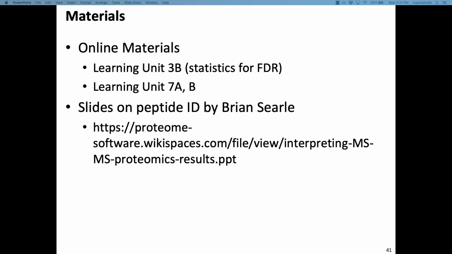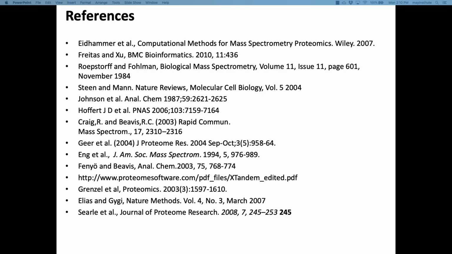Okay, we will discuss that more in a bit, but now let's get started with the hands-on part so you can actually analyze some proteomics data.